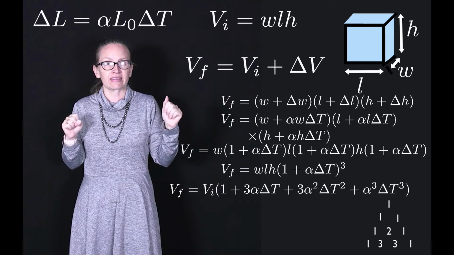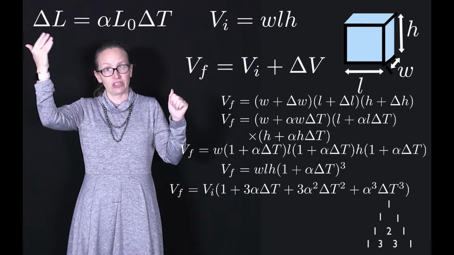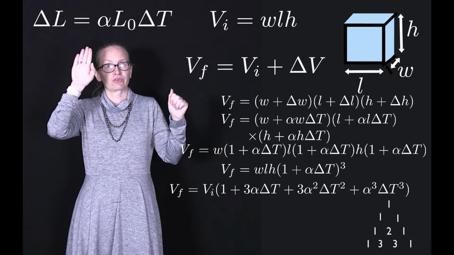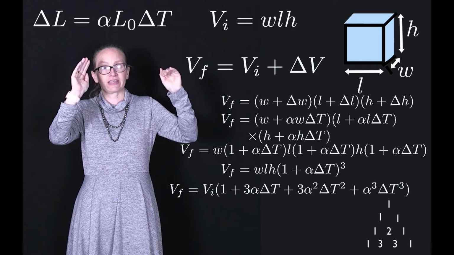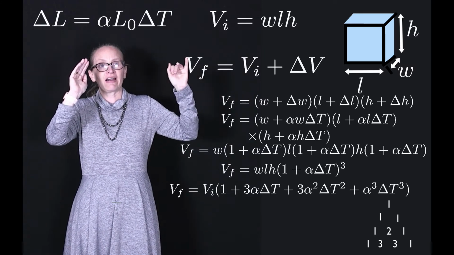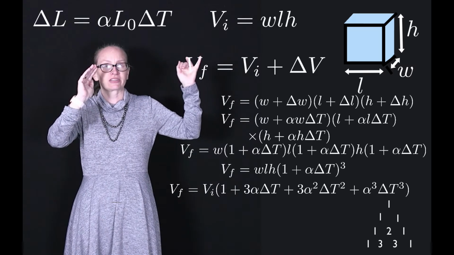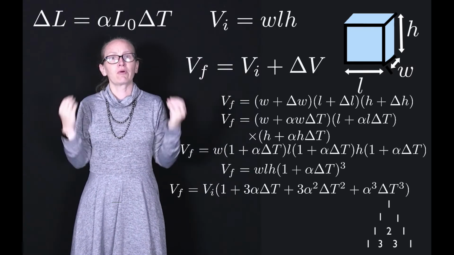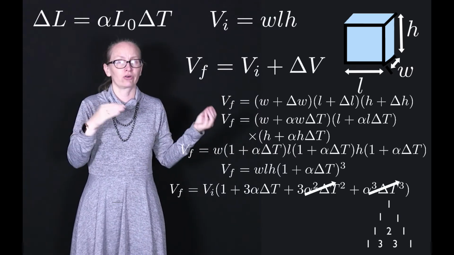So we can write this as WLH, which will simplify as the initial volume. So this is equal to the initial volume times (1 plus 3 alpha delta T plus 3 alpha squared delta T squared plus alpha cubed delta T cubed). Now what we can do in this expression is ignore all the higher order terms.